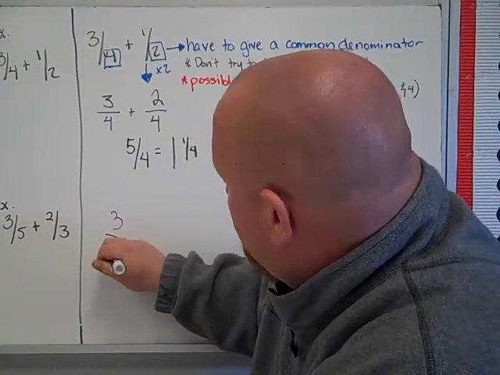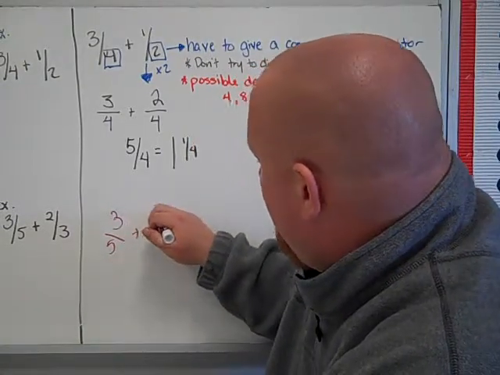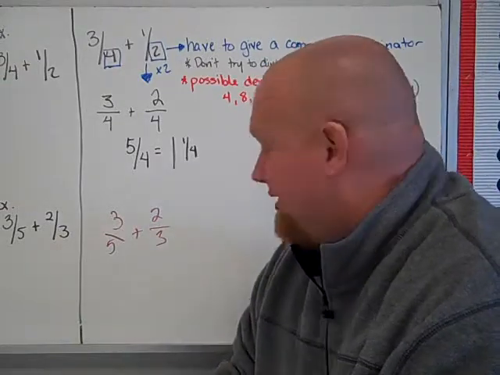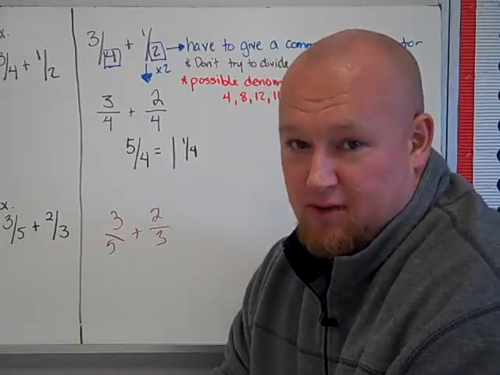I'm going to take 3/5. I'm going to add it to 2/3. I'm automatically thinking I'm frozen until I come up with the common denominator. All right?